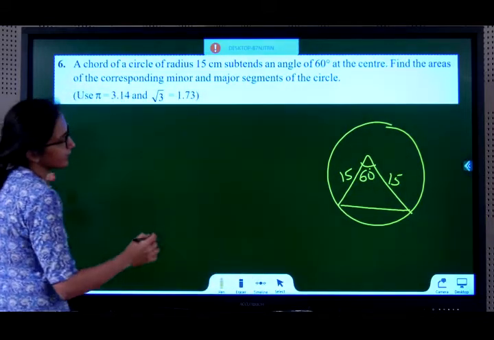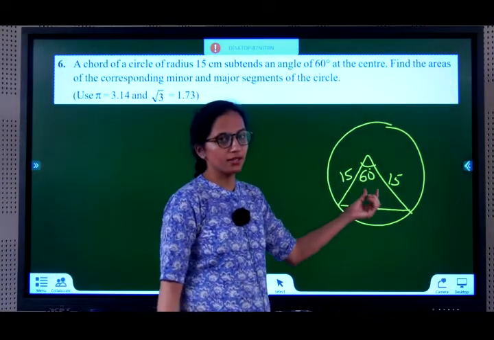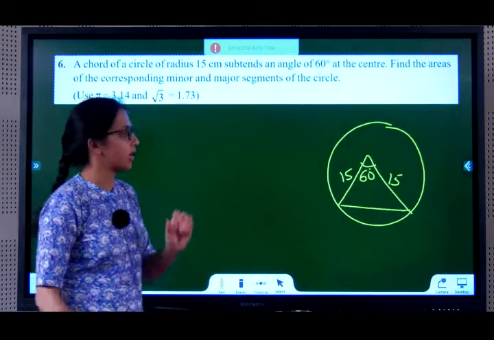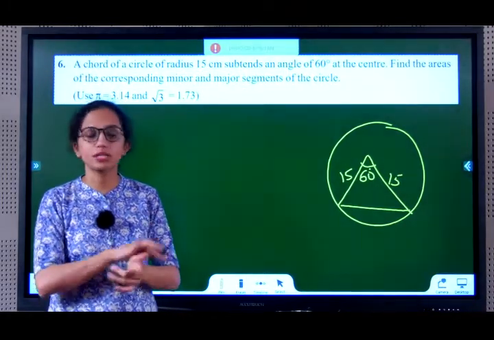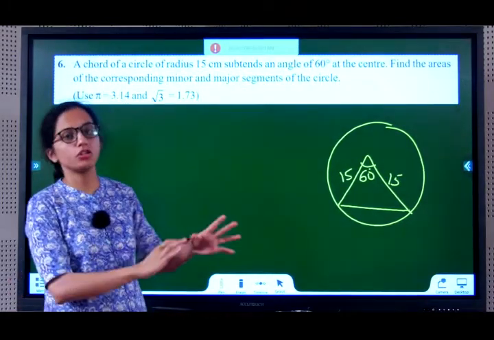So, very easy. It's an equilateral triangle, so we will directly use root 3 by 4 a square. You can also go in for the RHS congruency method and find base and height and use half into base into height. Absolutely correct. This is shorter, so I'll be using that.